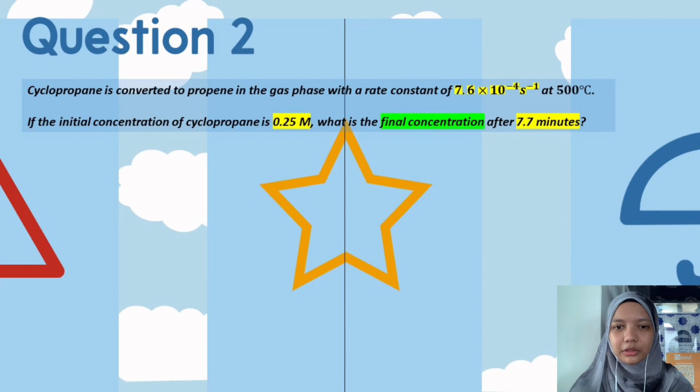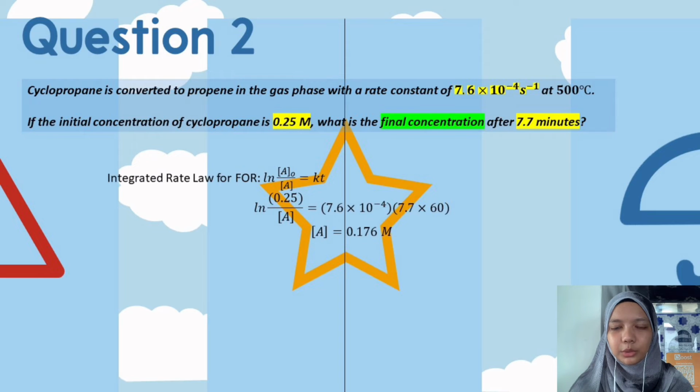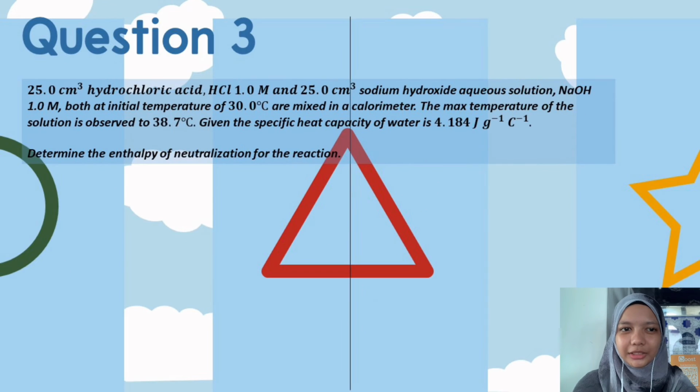Based on the question, the unit of the rate constant is second to the power of negative 1, which is a first order reaction. So we need to use the integrated rate law formula, ln A naught over A equals kt. Just substitute A naught, which is the initial concentration, and the value of the rate constant times 7.7 times 60, because we need to convert the minutes to seconds. So the final concentration is 0.176 molar. Okay, next question.